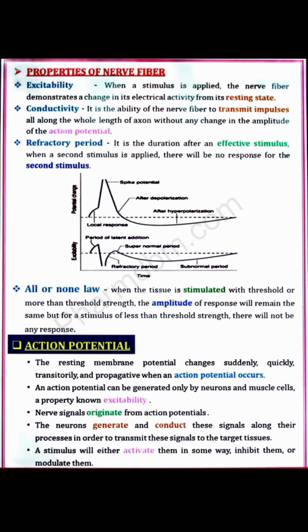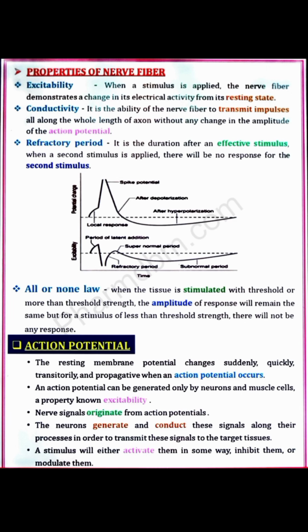Next, action potential. The resting membrane potential changes suddenly, quickly, transiently, and propagatively when an action potential occurs. An action potential can be generated only by neurons and muscle cells, a property known as excitability. All signals originate from the action potential.